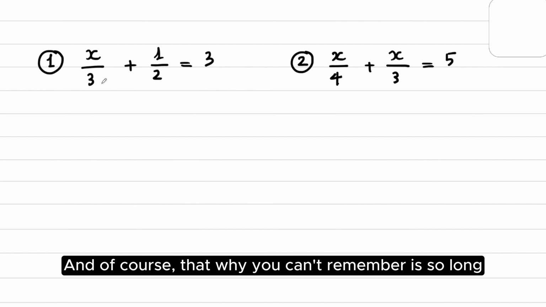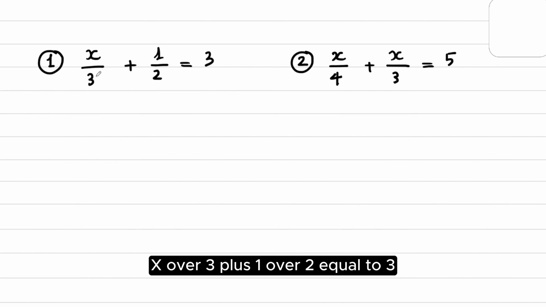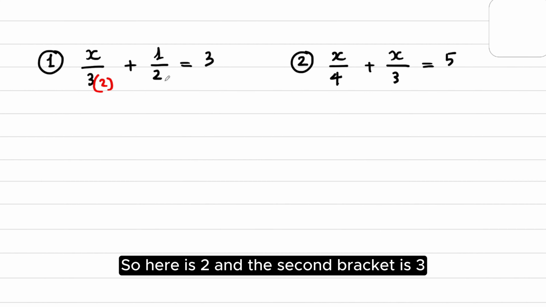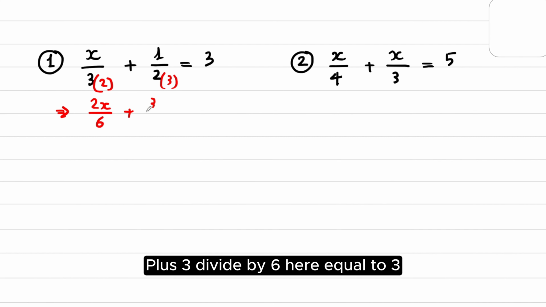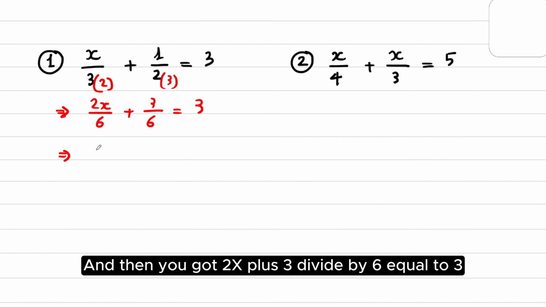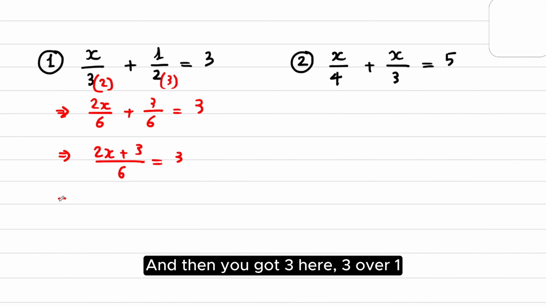Okay, x over 3 plus 1 over 2 equal to 3. So here is 2 and the second bracket is 3. So after the first step, you have 2x divided by 6 plus 3 divided by 6 equal to 3. And then you got (2x + 3) divided by 6 equal to 3. And then you got 3 here, 3 over 1.